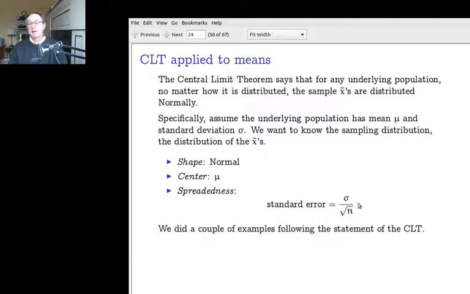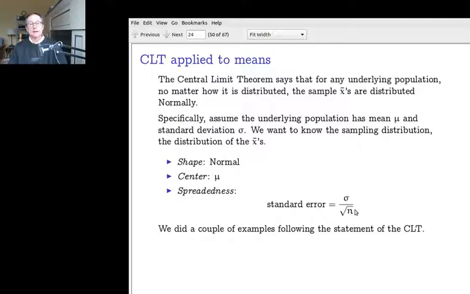And the spreadedness, it turns out, is the standard deviation of the population over the square root of the sample size. So if, for example, the sample is of size 25, then you take the standard deviation of the population and divide by the square root of 25, which is 5. Okay, so that the samples are less spread out. It would be the original spreadedness of the whole population divided by 5, less spread out than the entire population.